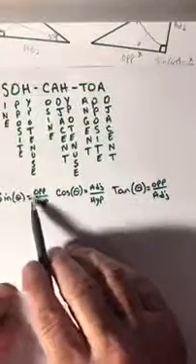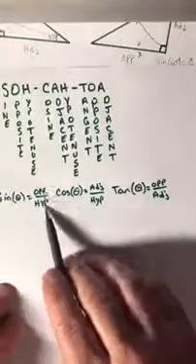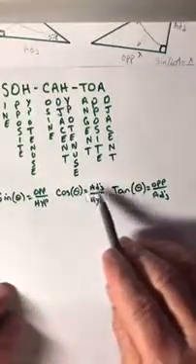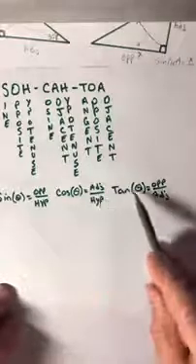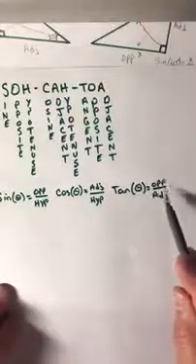Okay, remember the acronym. Sine theta equals opposite over hypotenuse. Cosine theta equals adjacent over hypotenuse. Tangent theta equals opposite over adjacent.